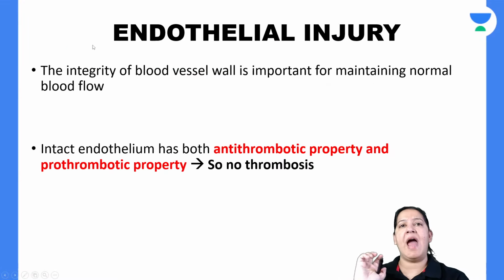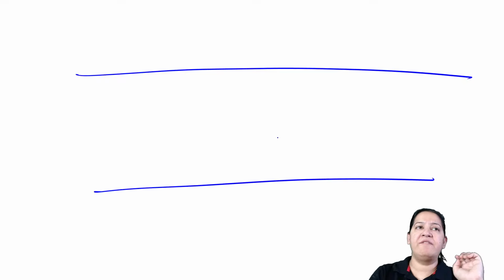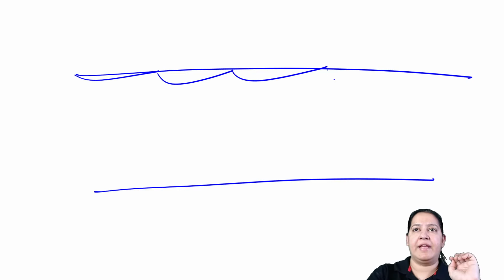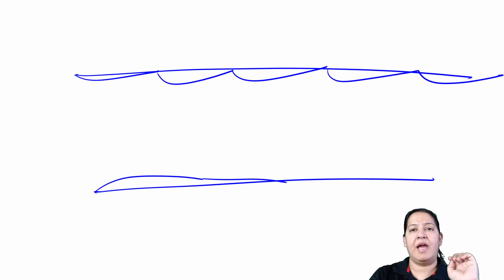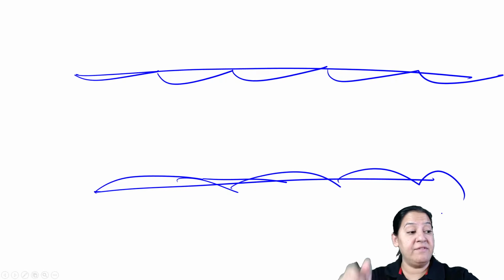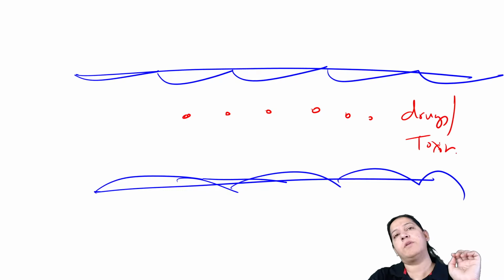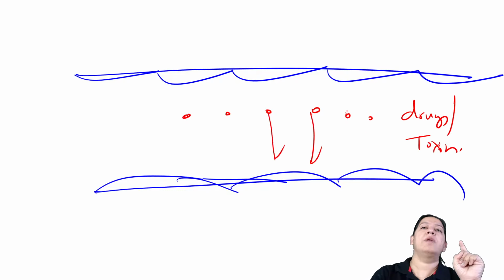Okay, let me start with endothelial injury. The first is the endothelial injury. Listen, I'm drawing a blood vessel here. This is a blood vessel and this is the endothelial lining. Inside the lumen of the blood vessel, there are some drugs or toxins present, and they are causing injury to the endothelium.